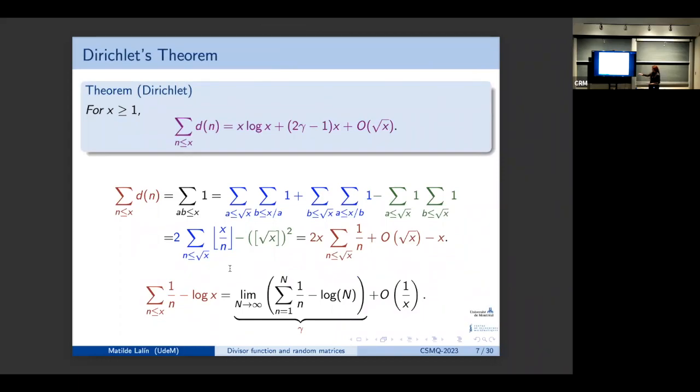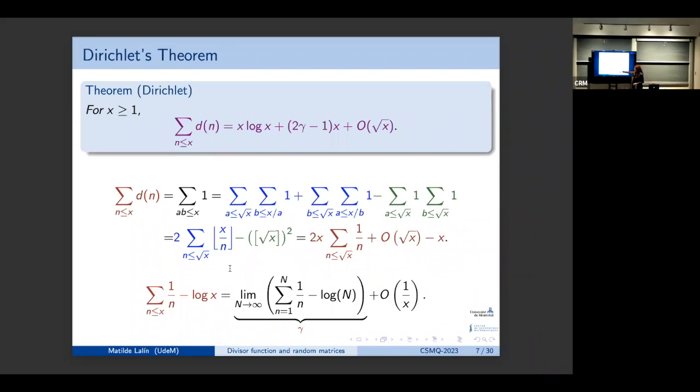And then the only thing that remains is the sum of 1 over n, which we want to approximate with the log. This is when we get this gamma, the Euler-Mascheroni constant, which comes from approximating the sum of the reciprocals with the log of the upper bound in the sum. You have to be careful here because the sum is up to square root of x. So when you take the log, you get the 1/2, but that's simplified with the 2. So that's how you get x log x.